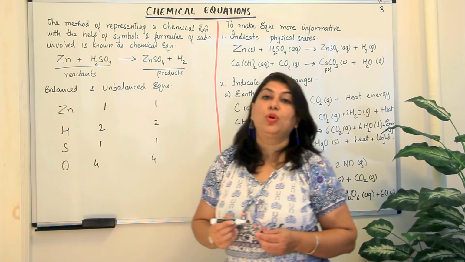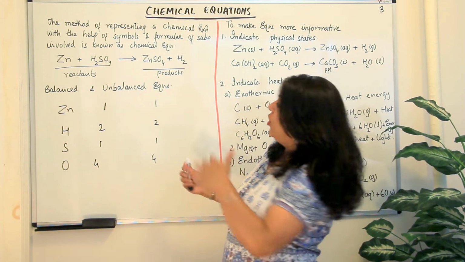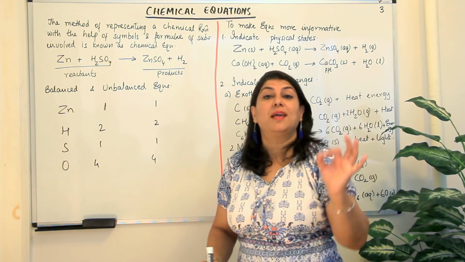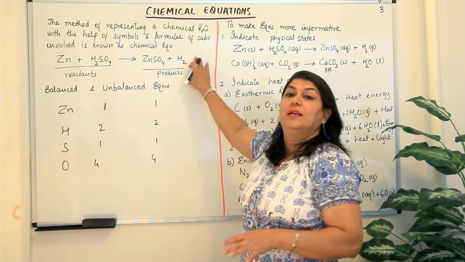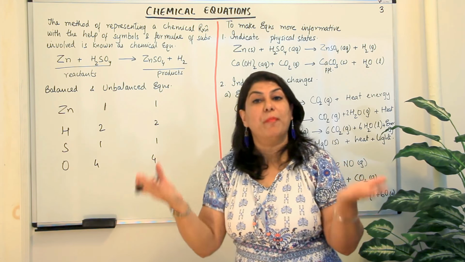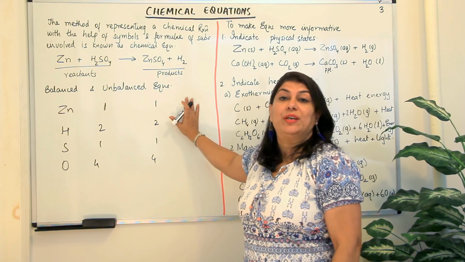So looking at this, what do we see? We see that the number of atoms of each element on both the sides of the reaction in this particular equation are the same. So we say this chemical equation is a balanced chemical equation. There is balance of mass on both the sides. It's a balanced chemical equation.